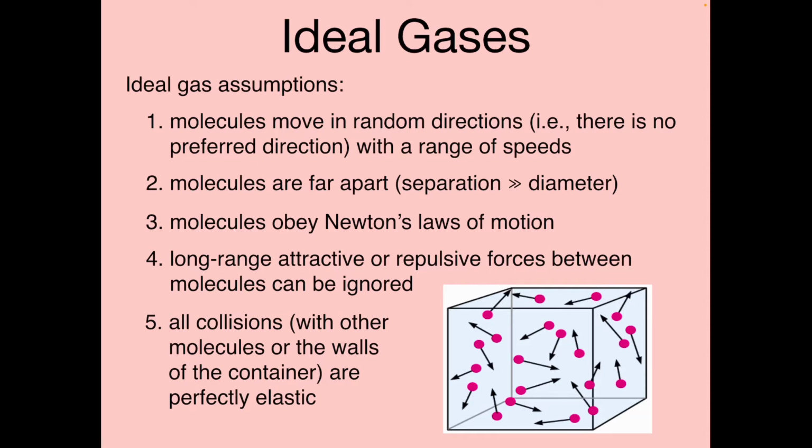And then the last assumption we make is that all collisions, whether they be with the wall of a container, so a molecule hits a wall of a container and bounces off, or between two molecules that just bump into each other, we're always going to assume that those collisions are perfectly elastic. And remember that an elastic collision means that no energy is lost during that collision. So if we have two molecules that meet and bump into each other, they have the same exact amount of energy before they collided as they do after. That's going to be the assumption.